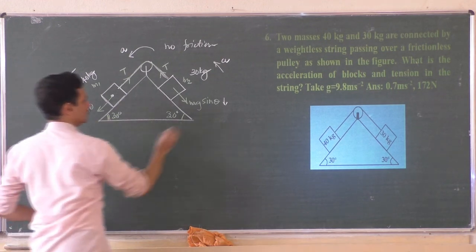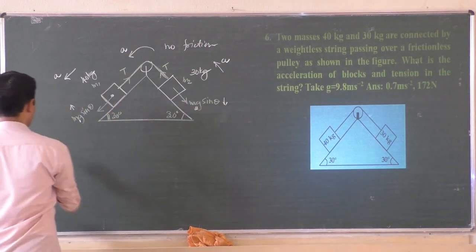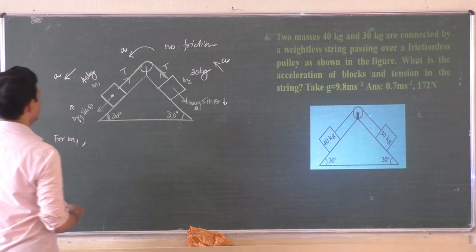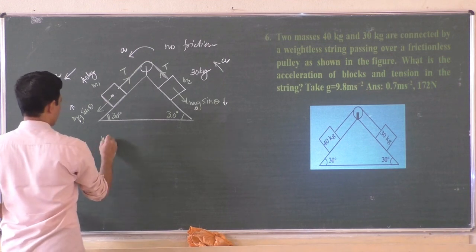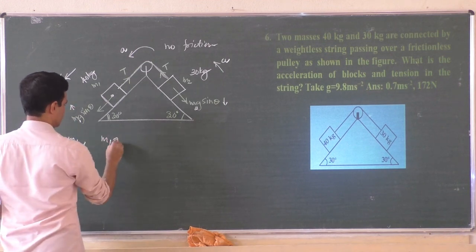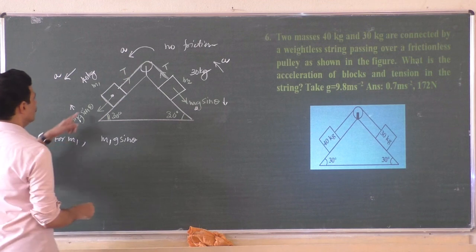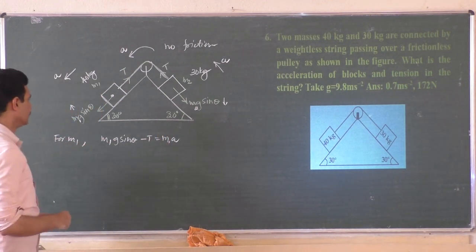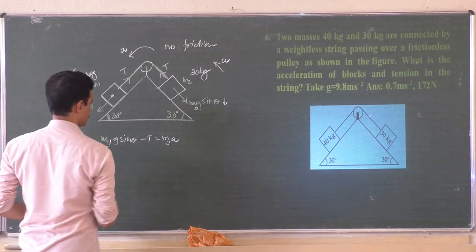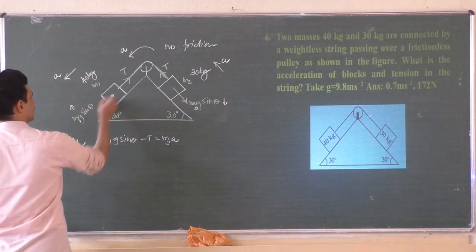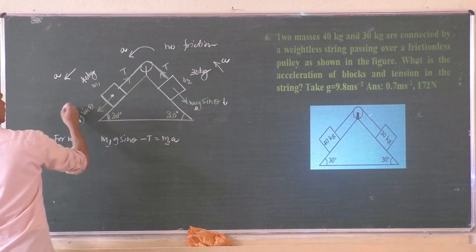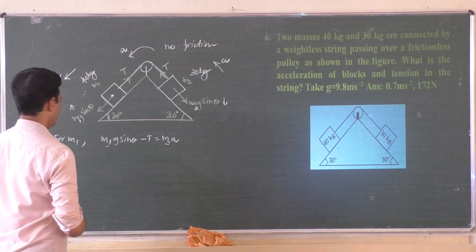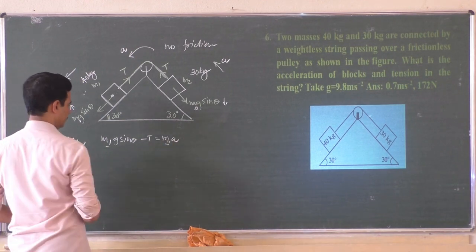I'll call this as m1, this is m2. So for m1, what can you write? m1g sin theta in the direction of acceleration. m1g sin theta minus T must be equal to m1a, right? It is the same direction as acceleration, so positive signs. m1g sin theta minus T must be equal to m1a. The resultant force is ma, in this direction of acceleration.